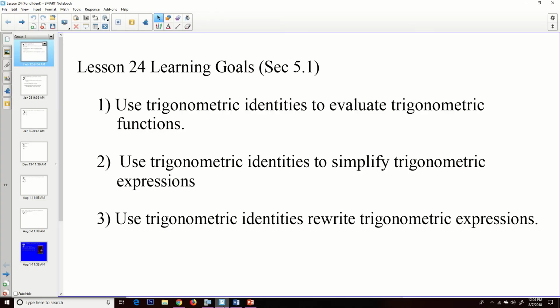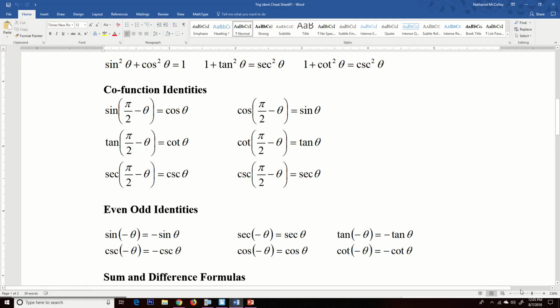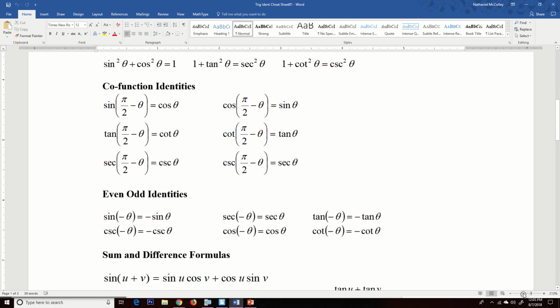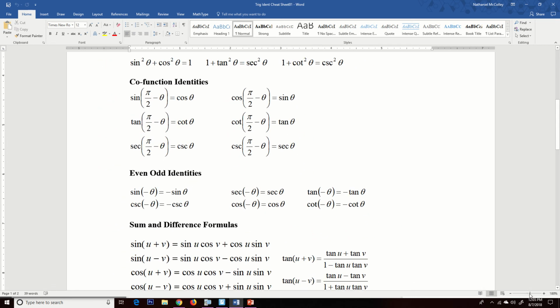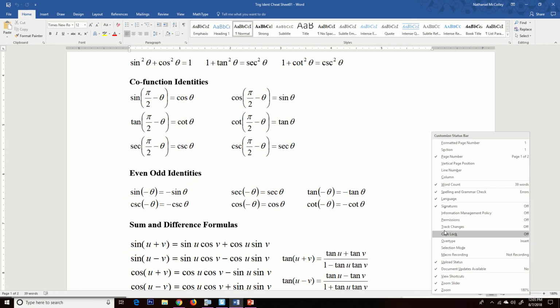So today we're going to use trigonometric identities to evaluate trigonometric functions. We're going to use trigonometric identities to simplify trigonometric expressions, and we're going to use trigonometric identities to rewrite trigonometric expressions. Lots of trigonometrics in there. So before we get started, we certainly want to pull out your trig identity cheat sheet. We're going to be referring back to this a couple times during the lesson.